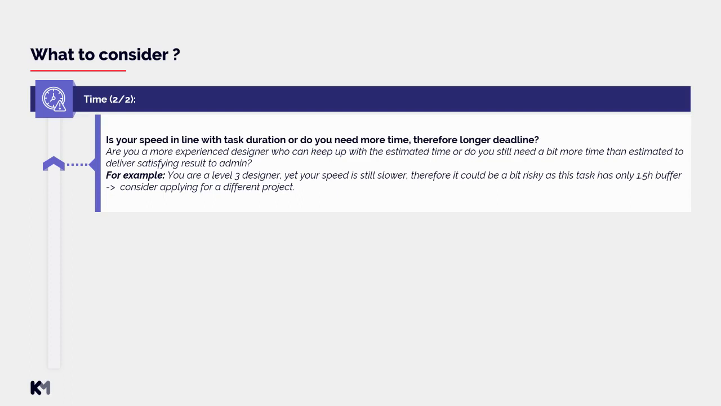Again, if we take into consideration our example, we know that we have a 4 hours deadline, and the project duration, the task scope, is 2.5 hours. We know that we are a level 3 designer in this case, and maybe our speed is still slower. Therefore, it could be a bit risky as this task has only a 1.5 hour buffer because we have a 4 hours deadline minus the 2.5 estimation. So that leaves us only a 1.5 hours difference. So this might be really a little bit too tight for a still-learning designer. Therefore, maybe you should consider in such a case applying for a different project.